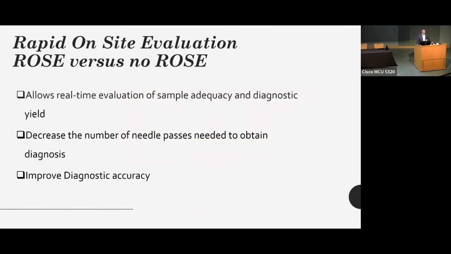Then rapid on-site, ROSE versus no ROSE. So it allows real-time evaluation of sample adequacy. You will just ask your pathologist to be in the room, look at your specimens. They will never give you a final diagnosis, but they can tell you this is an adequate specimen. I think this is cancer. Don't get more specimen. The idea of doing that is that you are decreasing the number of needle passes. So instead of taking too many, you don't have to do that. You'll take as little as possible, and the pathologist or the cytopathologist tells you that is enough.